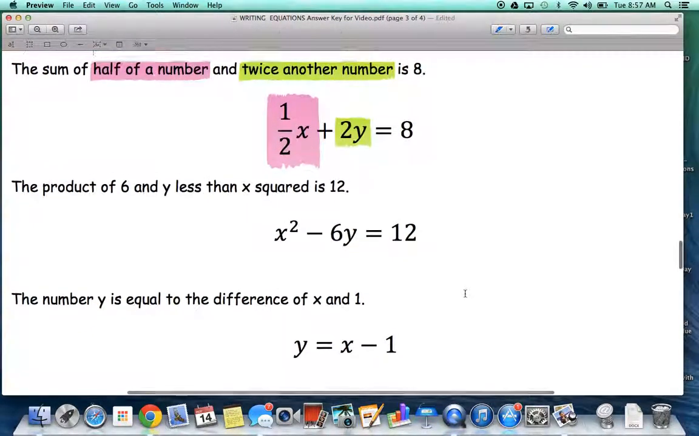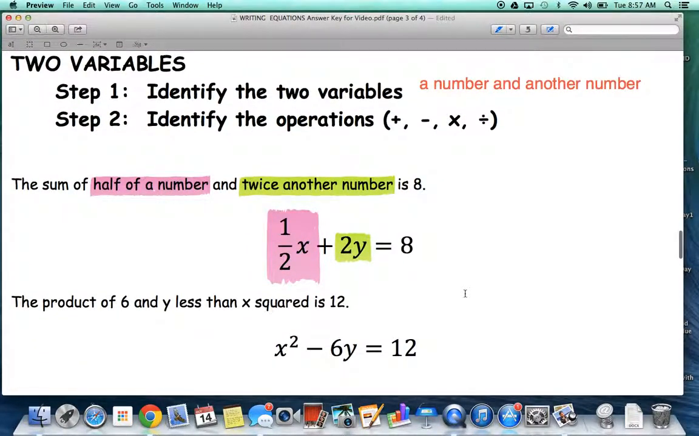In the second problem, they give you the actual variables, so I don't need to figure anything out. It says the product of 6 and y less than x squared is 12. So they gave me that my variables are x and y. So now I just need to write the problem.